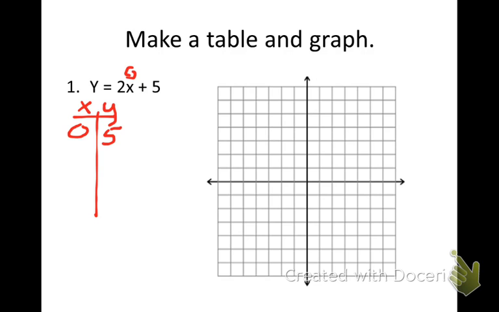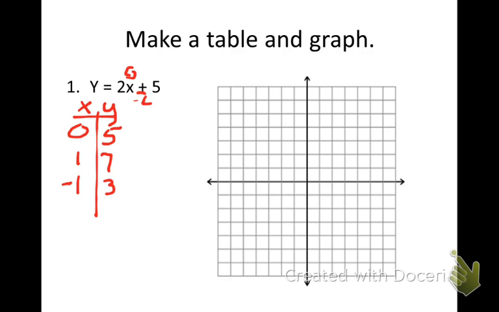Pretty easy. Put a 1 in. 2 times 1 is 2, plus 5 is 7. Getting a little bigger. I don't know how big our graph is, so I might want to put a negative number in. So if I put a negative 1 in, 2 times negative 1 is negative 2, plus 5 would give me a 3. So I ought to be able to graph these ordered pairs.